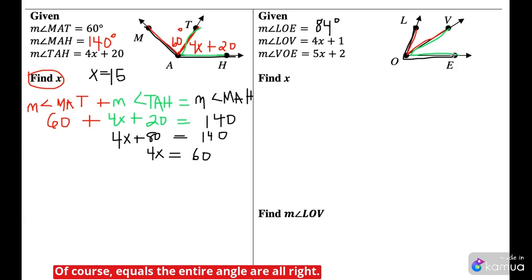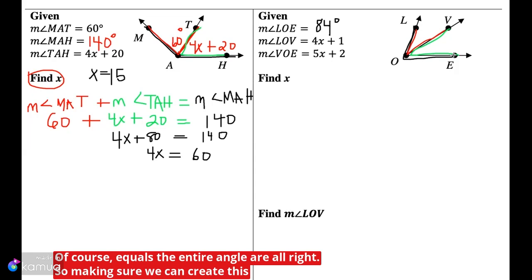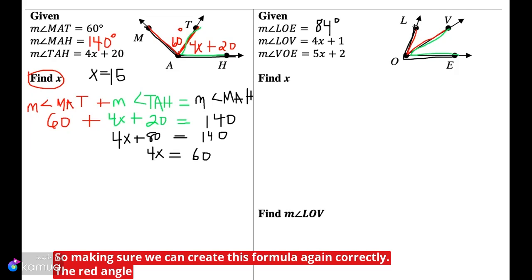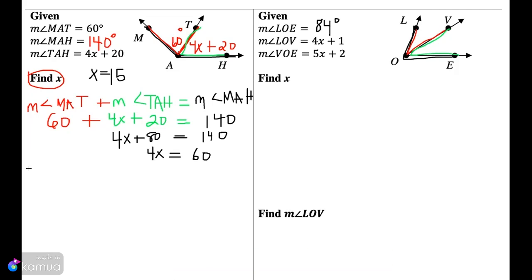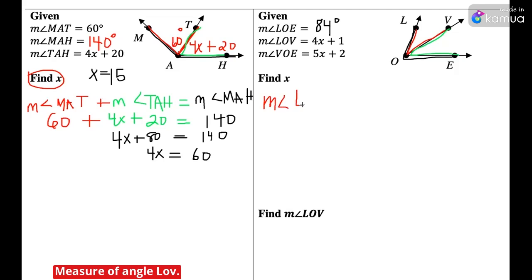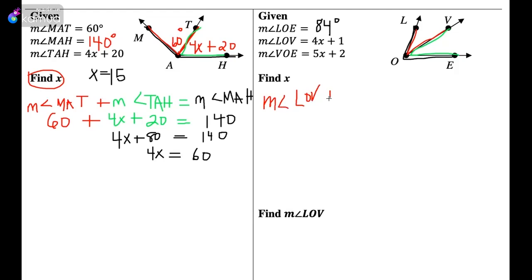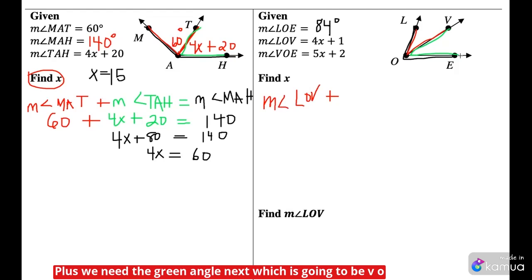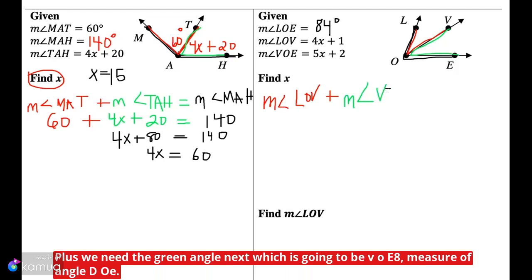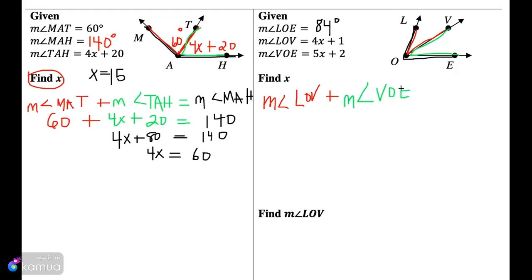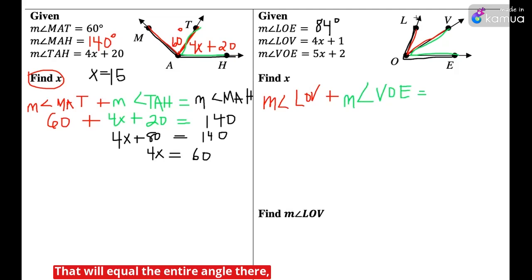All right, so making sure we can create this formula again correctly. The red angle is LOV. Measure of angle LOV. Plus, we need the green angle next, which is going to be VOE, the measure of angle VOE. That will equal the entire angle there, the big one, angle LOE.